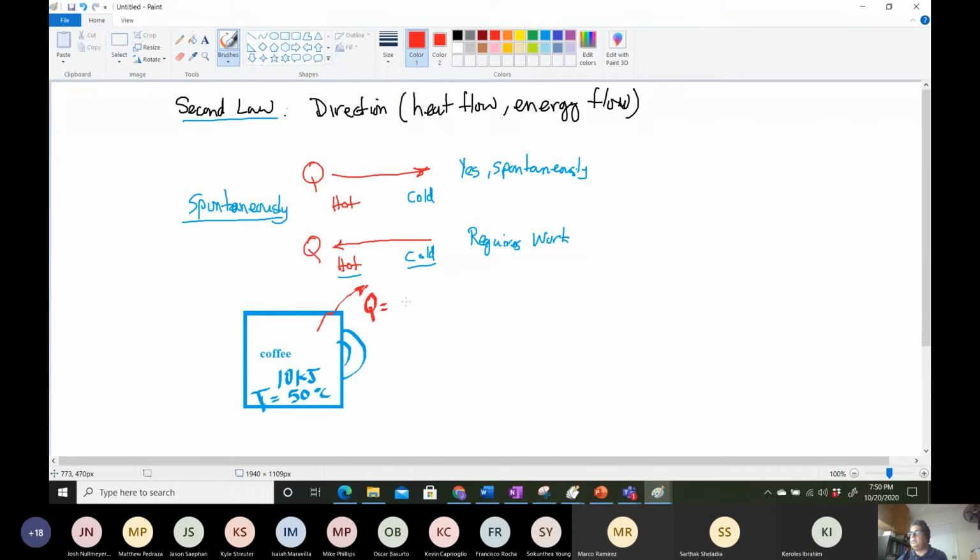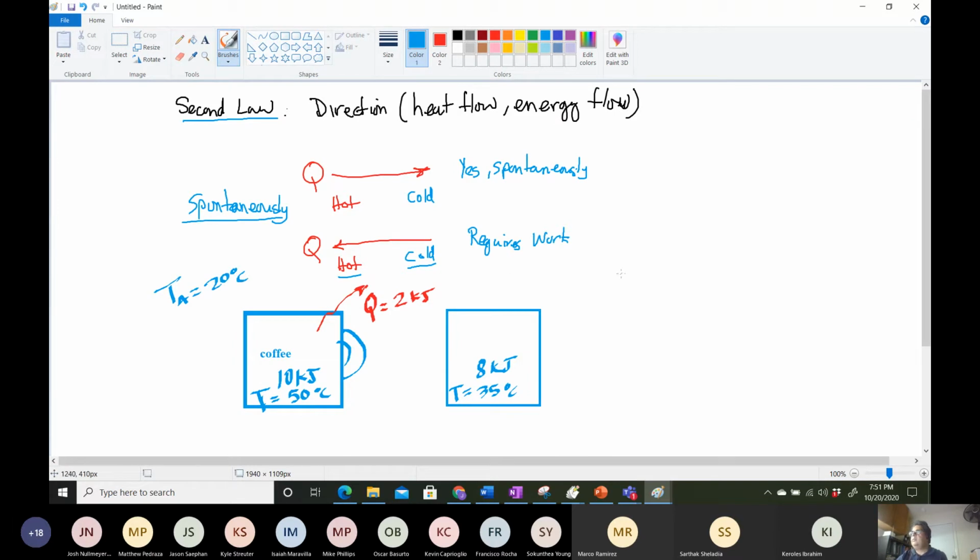We're going to say the heat loss is equal to 2 kilojoules. So then sometime in the future, we're going to have 10 minus 2, which is 8 kilojoules. And we'll probably have a temperature drop as well, something like 35 degrees. The assumption is the outside is colder than the coffee, right? So the ambient is, let's say, 20 degrees C.